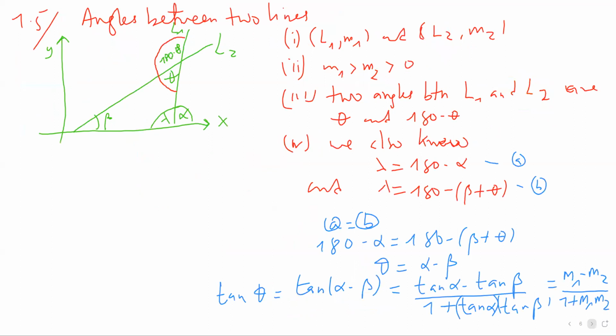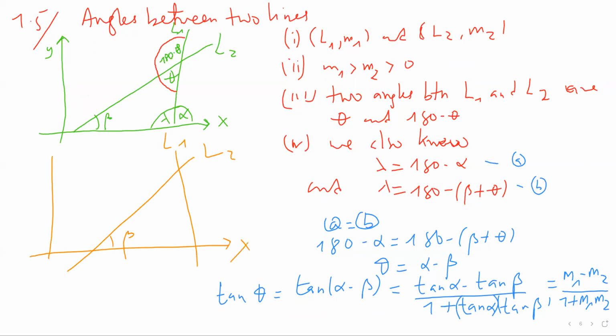Then the next thing we'll talk about is the angle between two lines. So if you have a line L1 and another line L2, such that L2 makes an angle beta with the x-axis and L1 makes an angle alpha with the x-axis as well. And then L1 and L2 make two angles between them, theta and 180 minus theta.